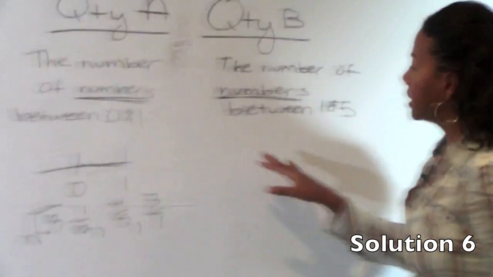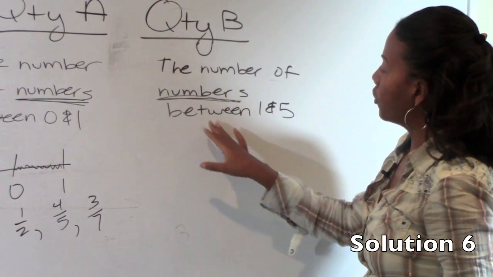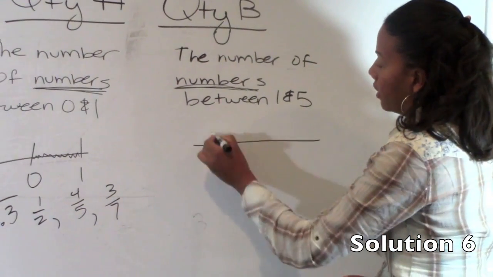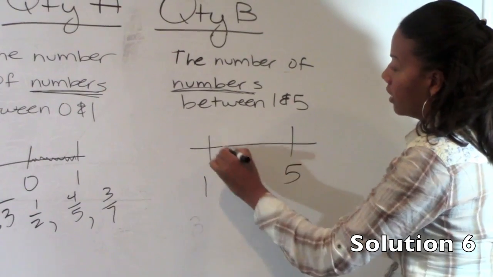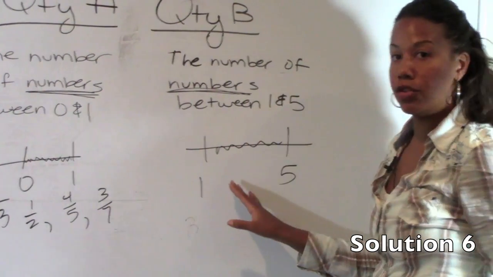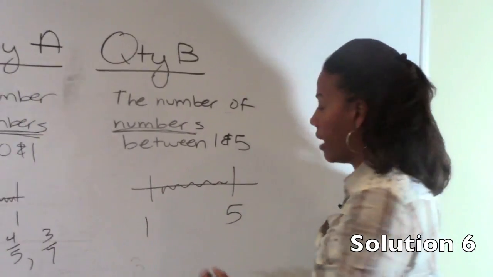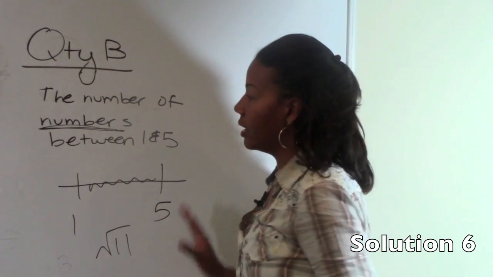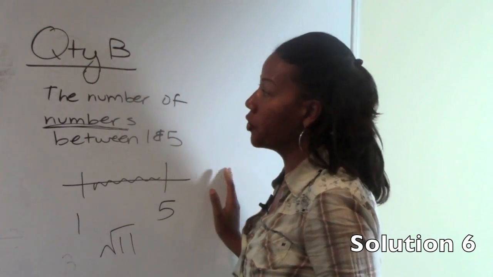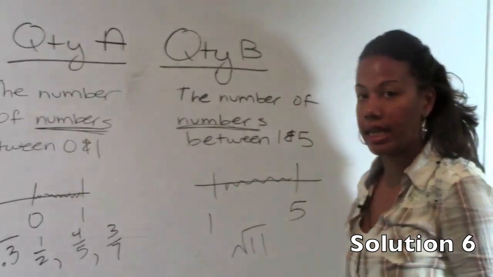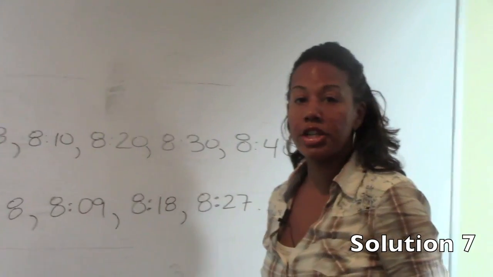Okay? The same is the case for the number of numbers between 1 and 5. If this is 1 and this is 5, not only do we have 2, 3, and 4 that fall in between the numbers, we have 2.5, 3.5, the square root of 11, an infinite number of numbers. So for question 6, the answer is C. The columns are equal.